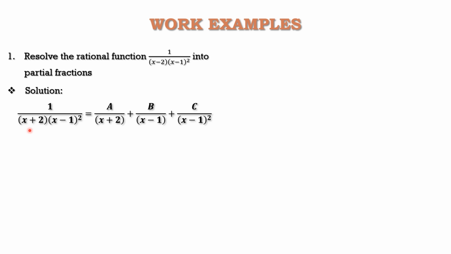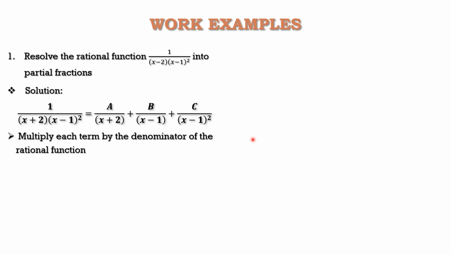What do we use to separate a linear factor? We use a constant. So the constant A divided by (x + 2). Then we have a linear repeated factor. Since it is linear, I'll still be using a constant to separate (x - 1) power 1, plus another constant C divided by (x - 1) power 2. So that is how it's supposed to be. Then multiply each term by the denominator of the rational function. Then we end up with 1 equals A(x - 1)² plus B(x + 2)(x - 1) plus C(x + 2).